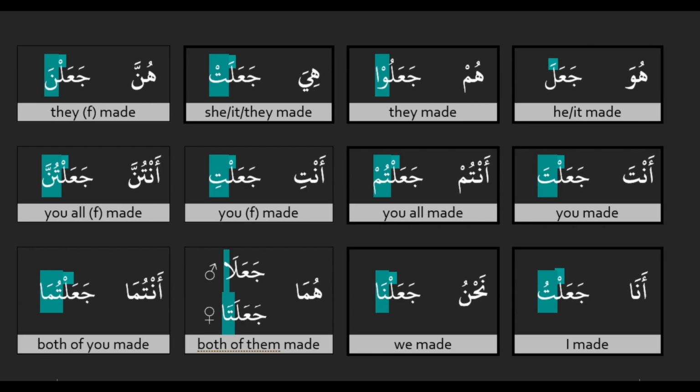So everything that's highlighted is the ending indicator, including the haraka. The fatha and the ta here tell us that the doer of this action is she, it, they. So if it's ja'alat, that fatha and ta, that's she, it, they. And so on and so forth. You're going to have to memorize this chart. And remember that each of these highlighted endings tells you what the doer is. Are we clear on that?